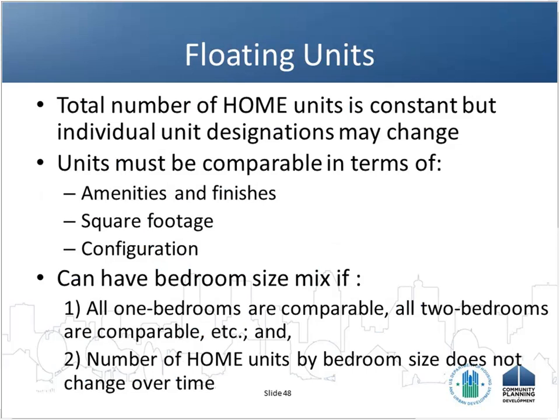When we have floating units, as I mentioned yesterday, the total number of home units is always going to be the same, but the specific unit that is going to be counted as our home units over time may change. So essentially, they're able to float amongst comparable units. When we look at how do we consider comparable, and this really goes back to the cost allocation notice, which is CPD 16-15, that lays out that basically we're looking at, do they have comparable amenities and finishes? Are they comparable square footage?